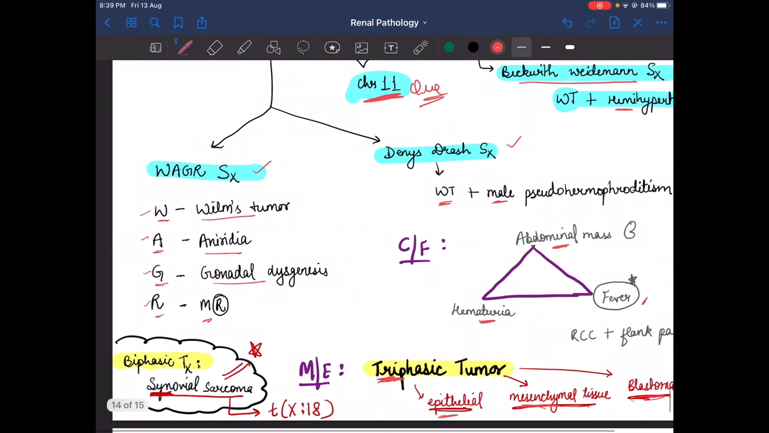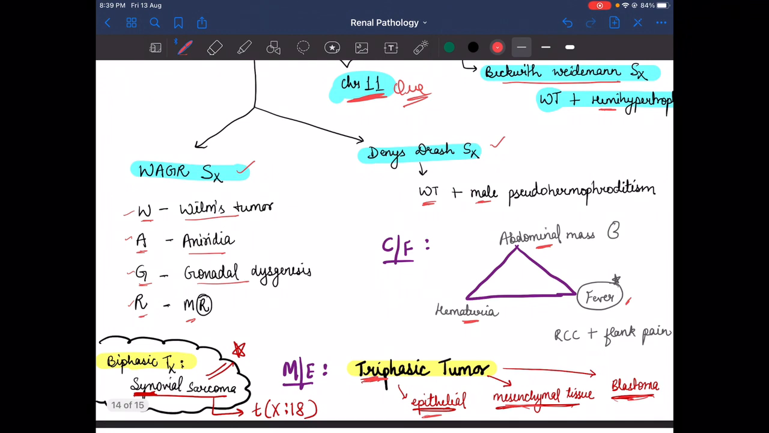Here I am asking you, what is a biphasic tumor? A biphasic tumor is synovial sarcoma. For the translocation, we can remember that sin is committed when we are adult, and adult means 18 years of age. So the translocation of X to 18 is the synovial sarcoma translocation.